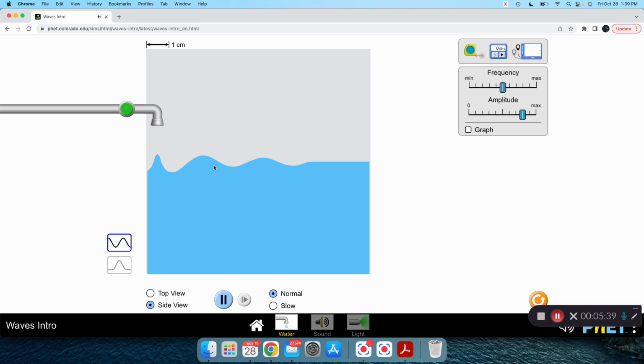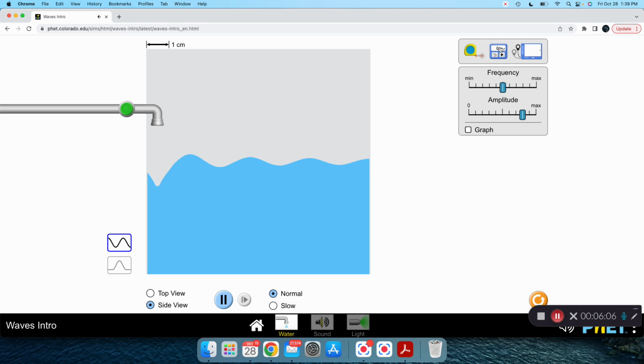Watch that spot go up, down, up, down, up, down. Sometimes it's easier to watch here on the side. Look right here at the edge. It's going up, down, up, down. If I were to put a bird in the water here, the bird would be going up and down. The time it takes to go through a complete cycle is called the period.